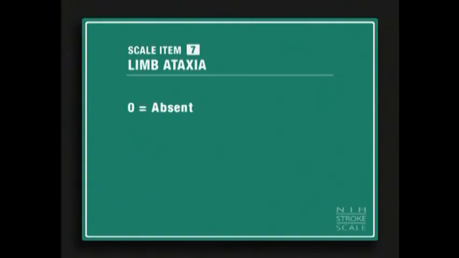Score a 0 if there is normal coordination. The movements should be well performed, smooth, accurate, and not clumsy. If there is significant weakness, assume ataxia is 0. Ataxia is scored only if present and out of proportion to weakness of the spastic limb. Ataxia is absent in the patient who cannot understand or is paralyzed, and so is scored a 0 on this item. Score a 1 if ataxia, dysmetria, or dysenergia is present in one limb.